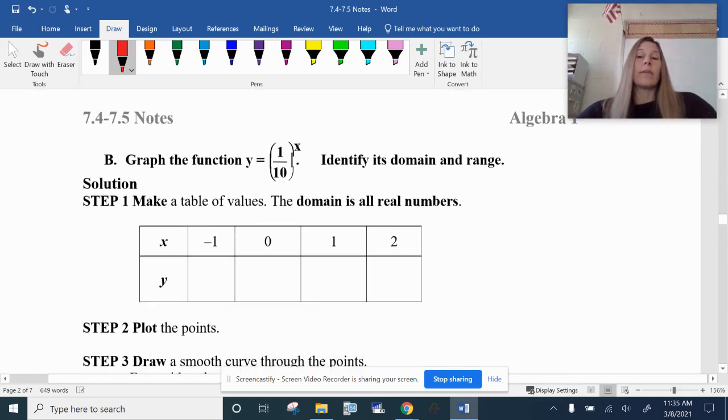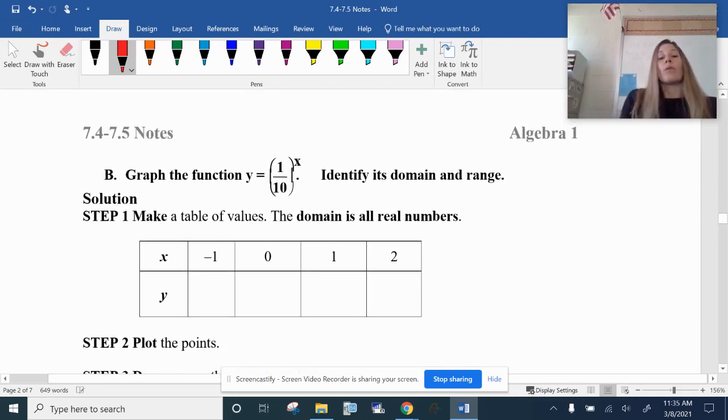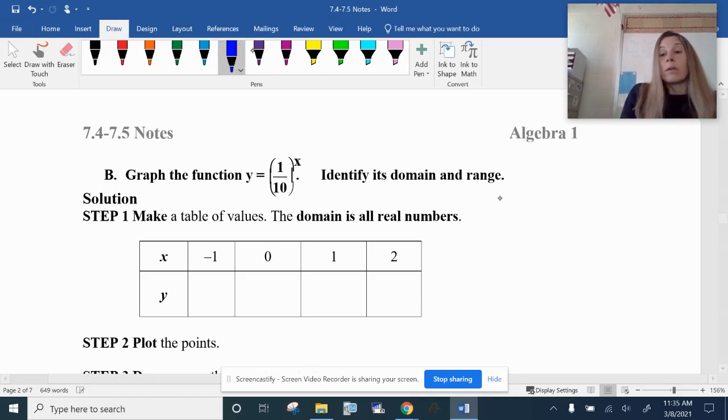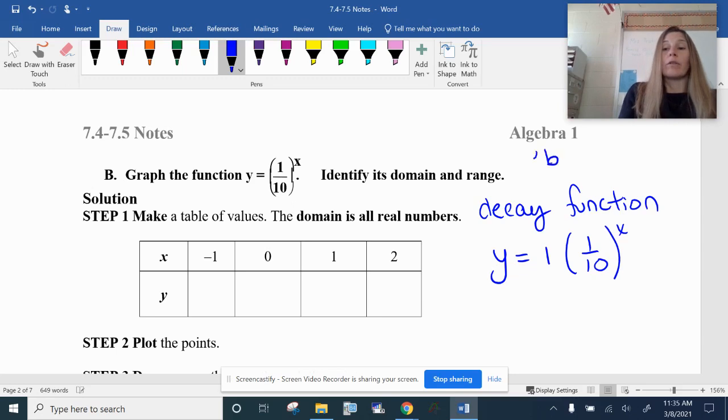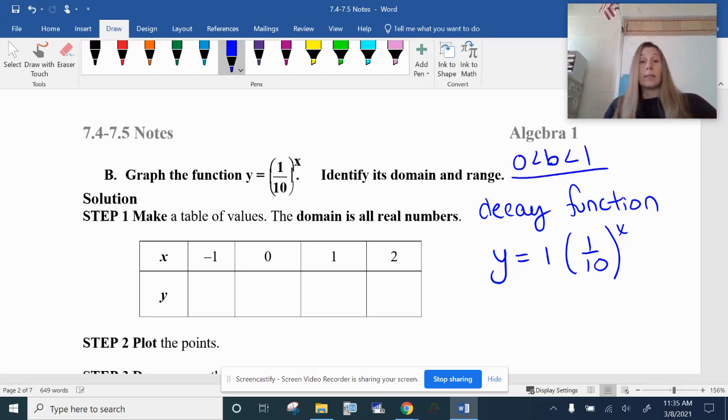All right, so let's take a look at this one. Now this example is going to be a decay function. The reason why it's a decay function is because this is really 1 times 1/10 to the x power. And the b value here is 1/10, which is between 0 and 1. So that would make it a decay function.